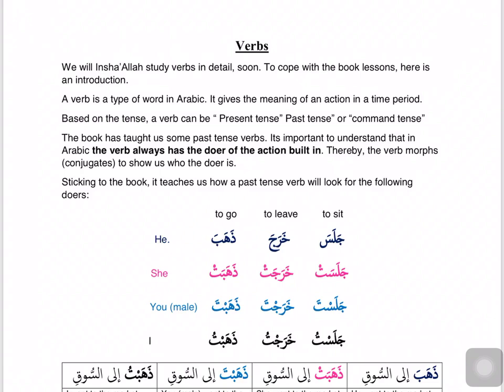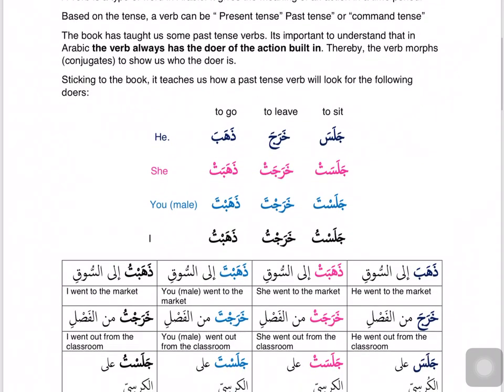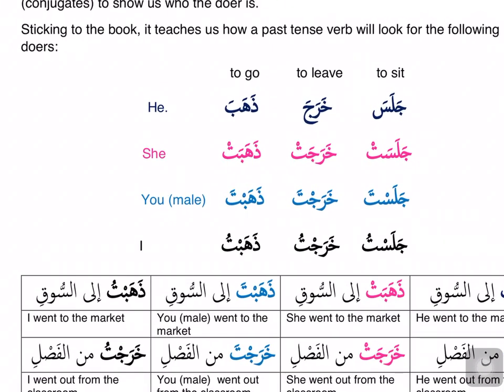So let's start looking for those doers. The book has only talked to us about the past tense verb. Remember, I said a verb could be in the past, present, or command tense. The book has only introduced the past tense to us. Then remember, the second thing I said was that a verb always shows who did the action. In that regard, there are 14 options. There are 14 pronouns. Remember, we did 14 detached and attached pronouns, so there are 14 options to choose from in terms of who did the action. The book has introduced 4 of those 14.